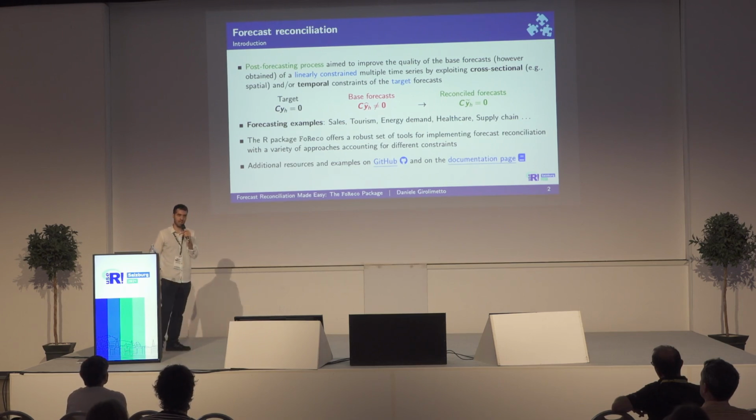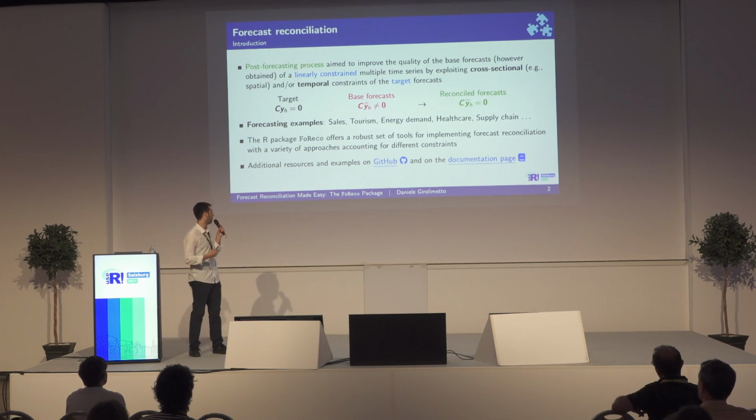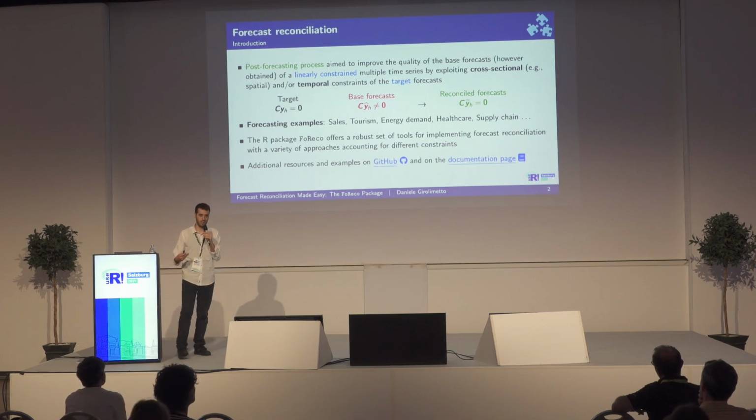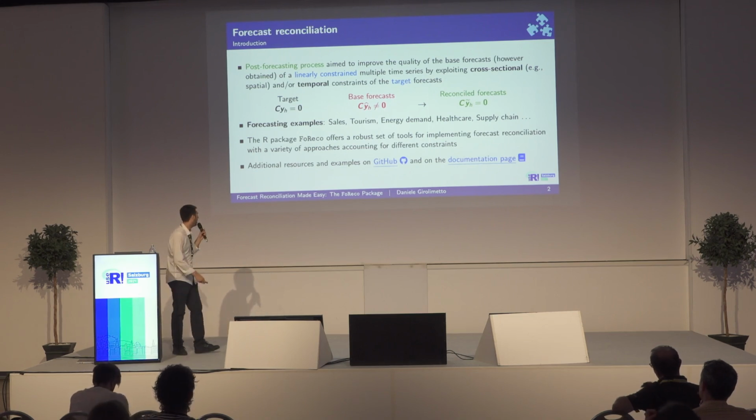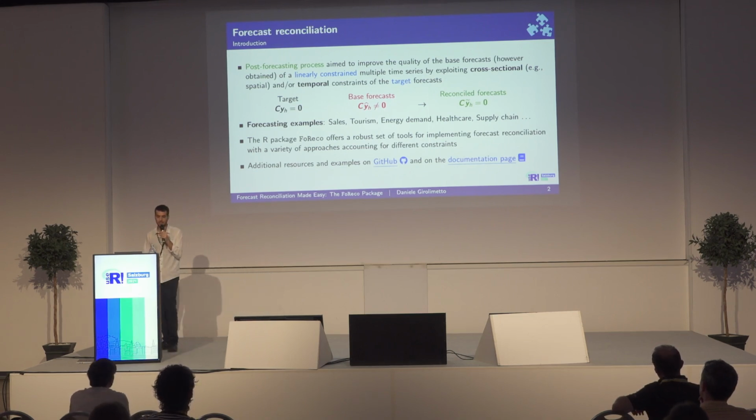We have a lot of forecasting examples. In this case, we have the famous SKU problem, where we have two sales, energy demand forecasting, healthcare, supply chain, but also tourism demand. That is one of the datasets that is also implemented in FoReco, and we will see it today. The R package FoReco offers a robust set of tools for implementing forecast reconciliation with a variety of approaches, accounting for different constraints. If you want, you can download the slides from the app, and if you click on these links, you have more documentation about the GitHub repository and the documentation page.